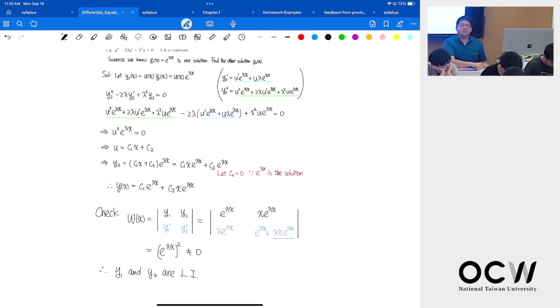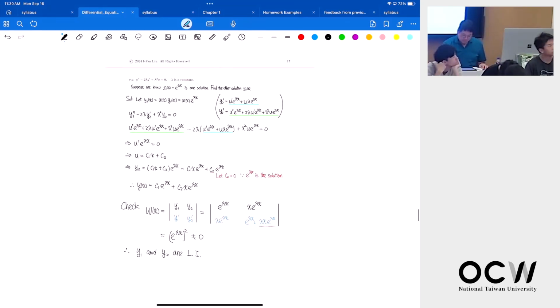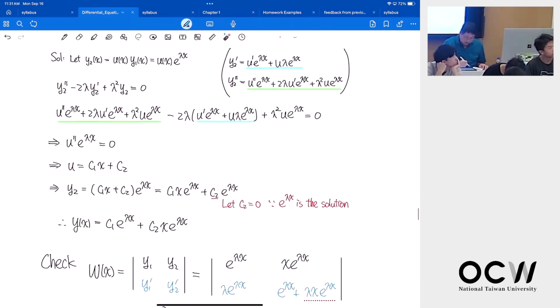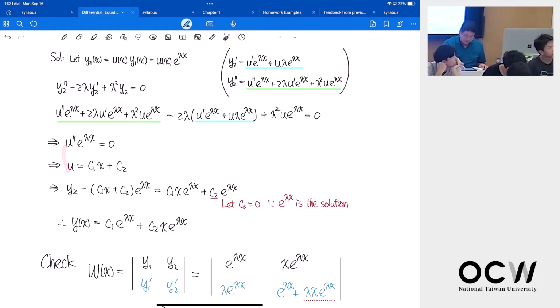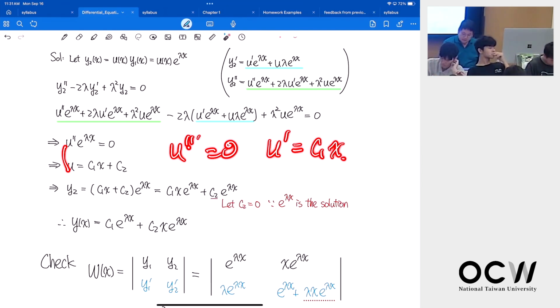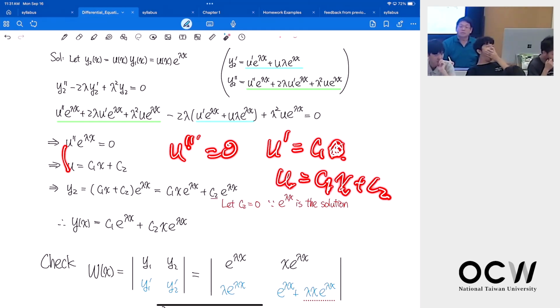Professor, I'd like to ask why u double prime e to the lambda x equals 0 and why u equals c1x plus c2. First, from here to here, that's easier. Why u double prime equals 0, right? u prime equals c1. Oh, no. u prime equals c. u equals c1x plus c2. Right.